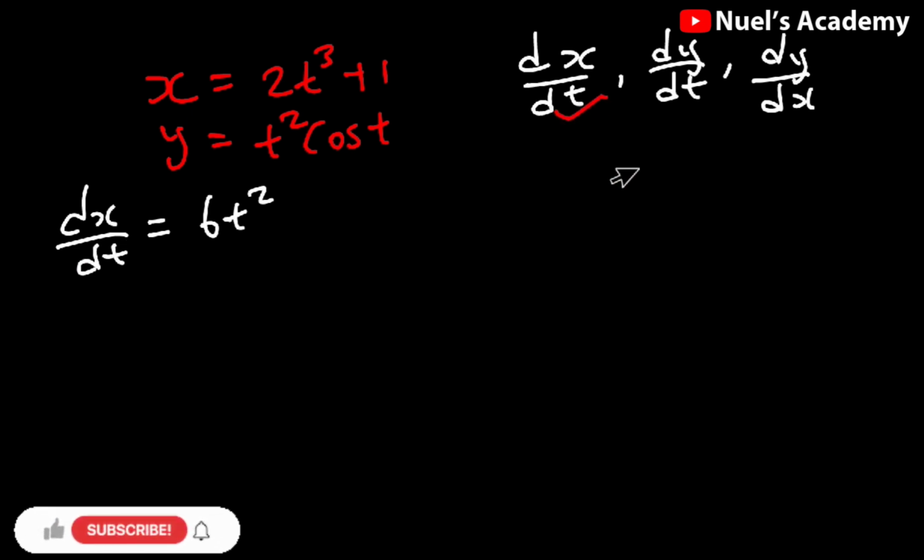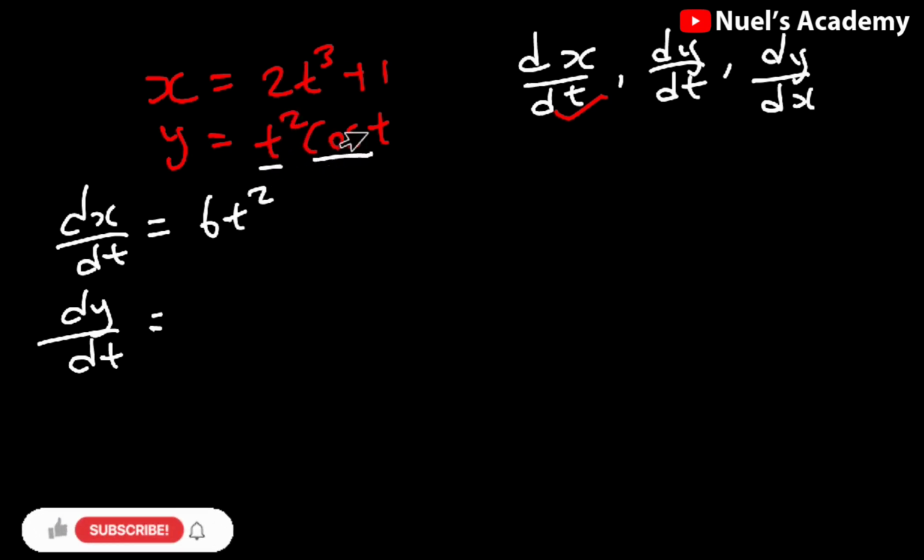We have found this. Then the second one is dy/dt. Now if you take a look at this y function, you see that we have two terms multiplying each other. t squared is multiplying cosine t. We are going to differentiate this using the product rule. Now, how do we do that? We are going to keep this t squared constant and then differentiate this cosine t. Then plus we differentiate t squared and then keep cosine t constant.